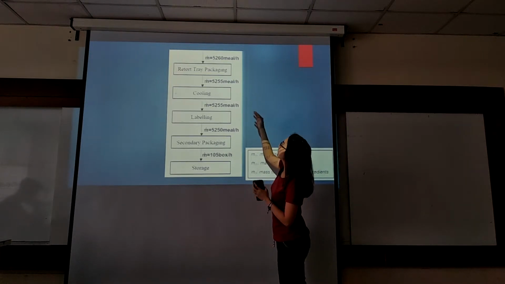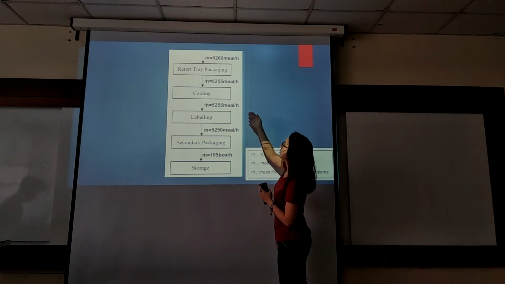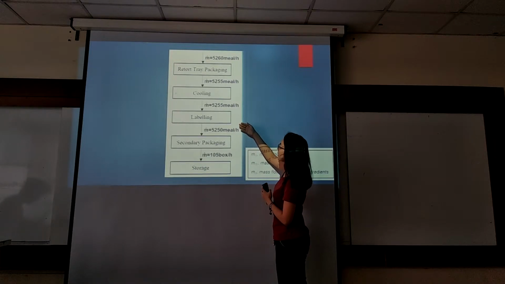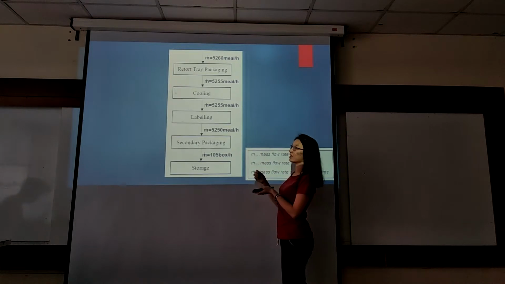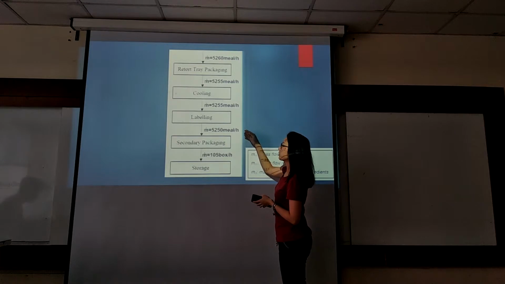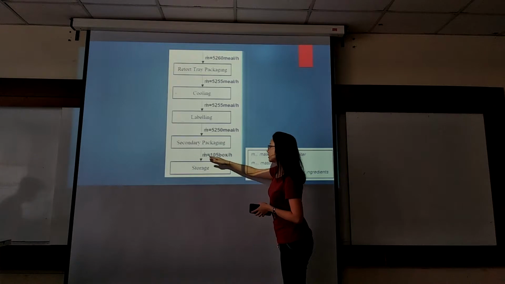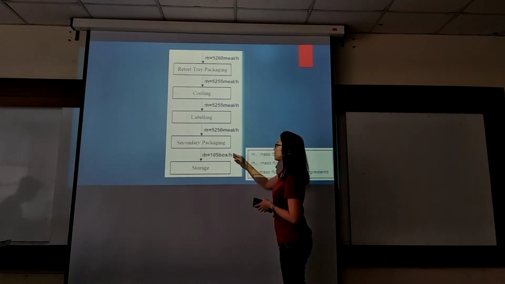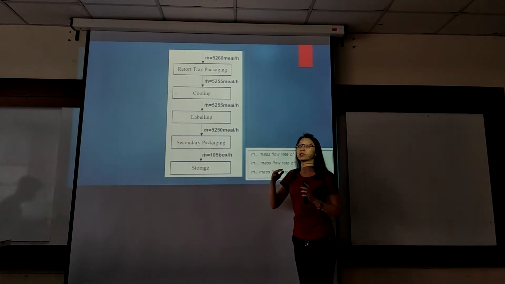So after that, 5,255 ml per hour will undergo cooling, and we assume no loss, so it maintains the same, and then undergoes labeling. During labeling, there will also be some losses, like the ink is not good. So it will reduce to 5,250 ml per hour, and then undergo secondary packaging. And then after secondary packaging, it will become 100 box per hour. After that it undergoes storage, and then we will sell it to the customer.